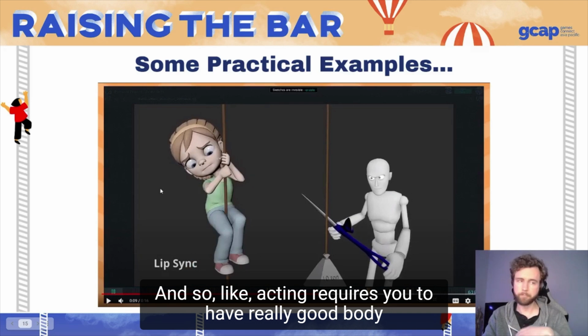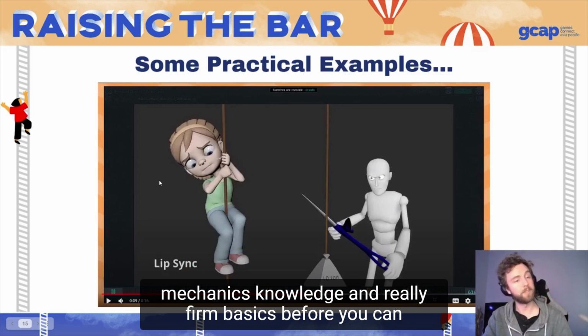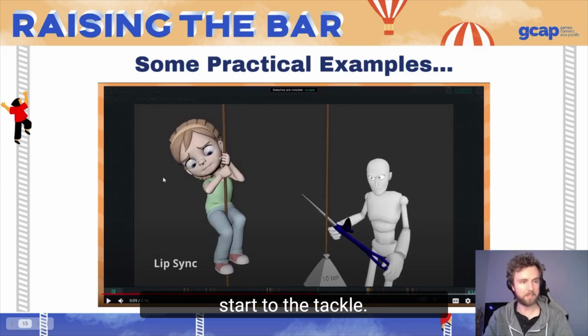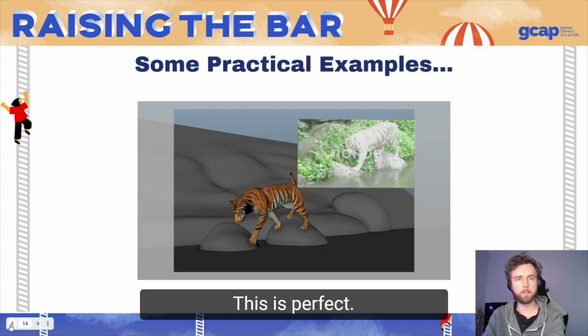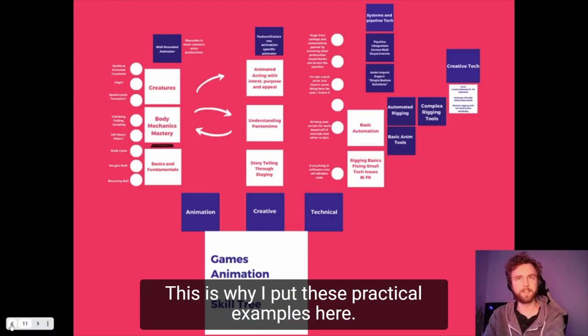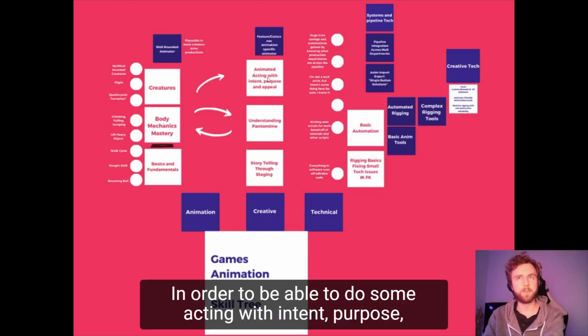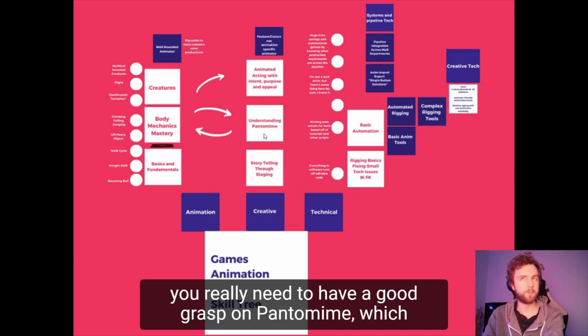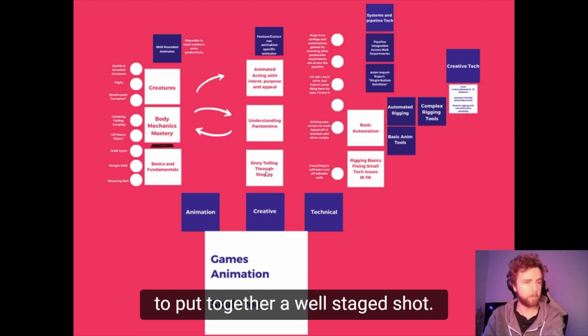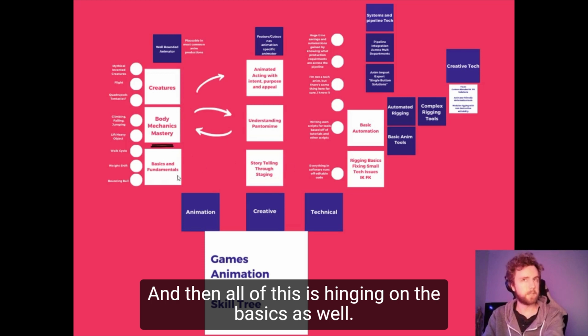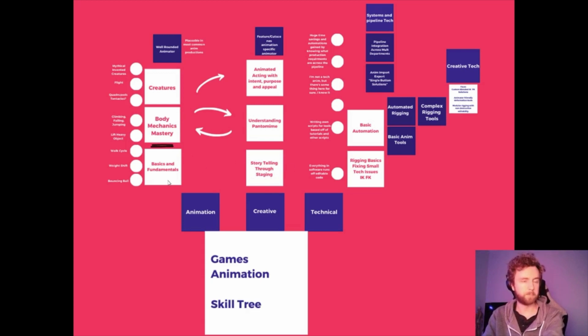Acting requires you to have really good body mechanics knowledge and really firm basics before you can start to tackle it. And then you also need to have a little bit of, let me just go back in the skill tree. This is perfect, right? This is why I put these practical examples here. In order to be able to do some acting with intent and purpose, you really need to have a good grasp on pantomime, which leans on body mechanics and storytelling, like knowing how to put together a well-staged shot. And all of this is hinging on the basics as well.